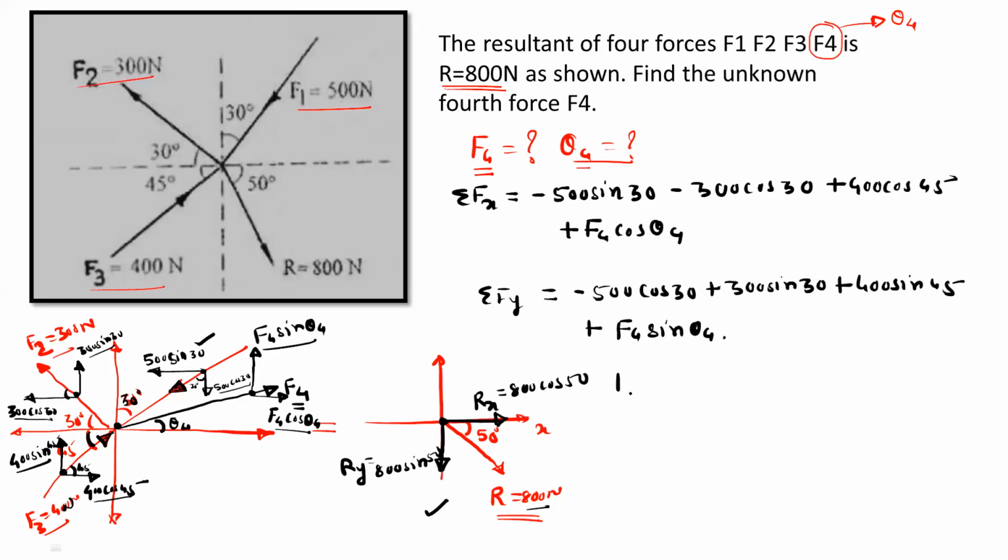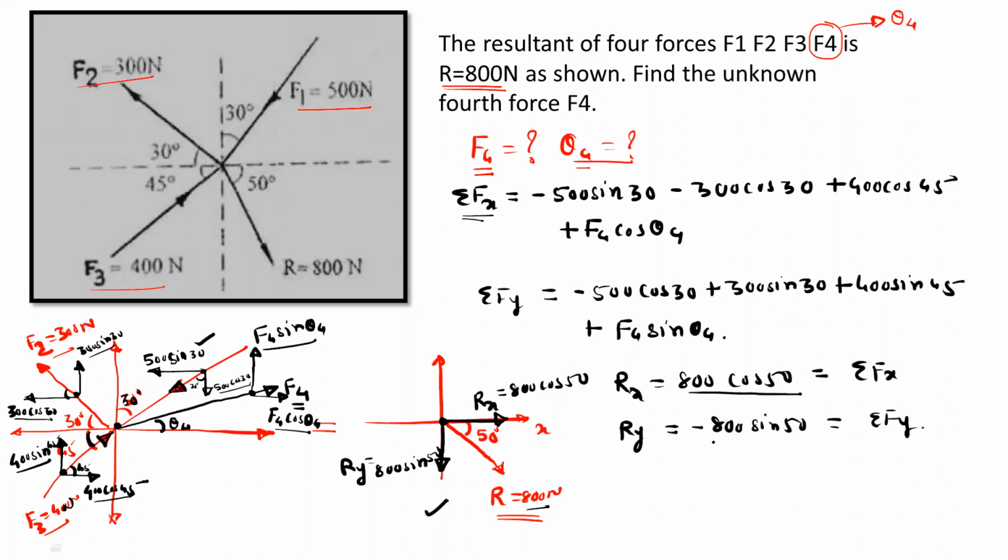So we can write here Rx is equal to 800 cos 50. Ry is directed towards negative y direction, so minus 800 sin 50. Okay, so we know Rx is nothing but the summation Fx, and Ry is nothing but summation Fy. So equate this value 800 cos 50 to the equation of summation Fx, and equate minus 800 sin 50 to the second equation, the summation Fy.